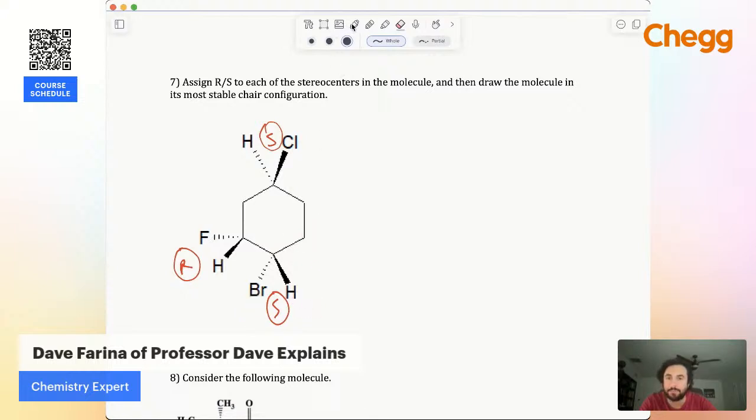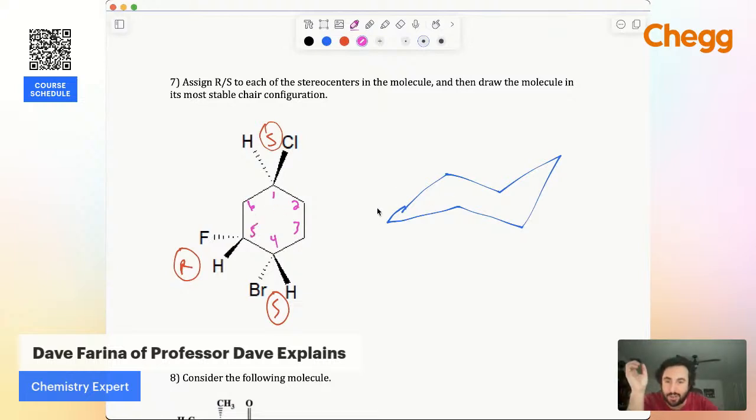Now it is asking us to draw the chair. So let's go ahead and draw the chair. Let's draw a chair like this. Now we can number this however we want. So I'm going to arbitrarily number this like this. And this is not IUPAC numbering. This is just bookkeeping for me to know what I want to do with the chair. So let's just pick a carbon to be carbon 1 and then go either clockwise or counterclockwise. So I'm saying that this is carbon 1 and we've got chlorine up.